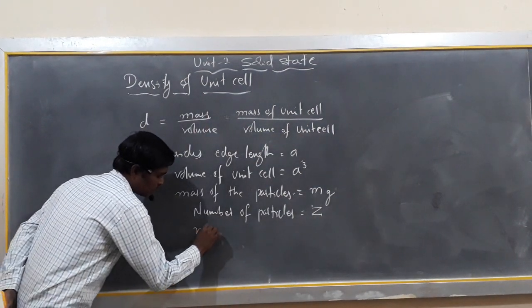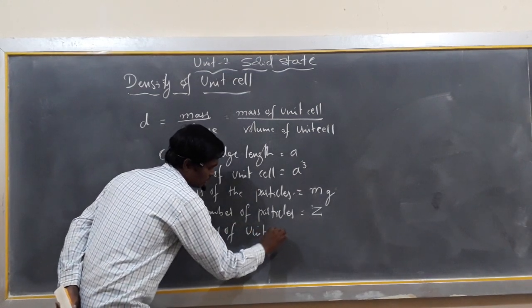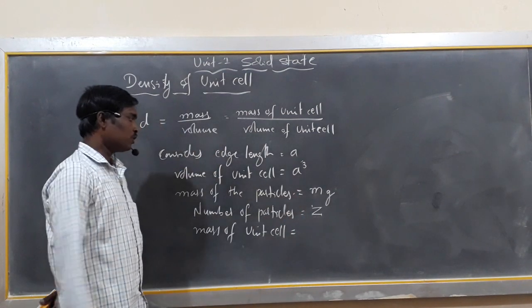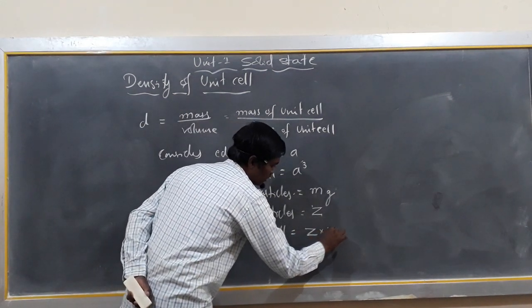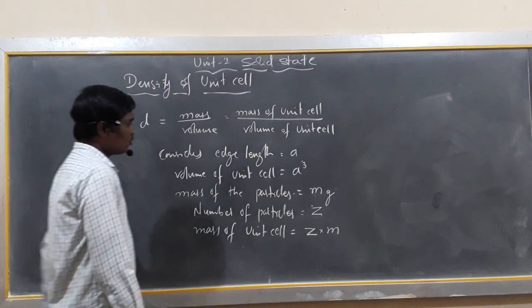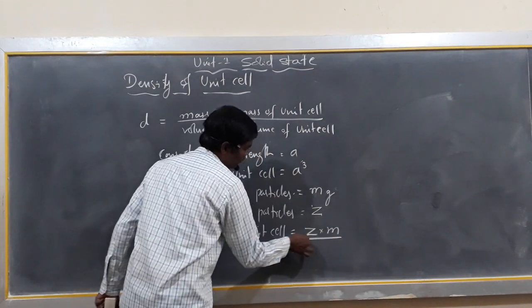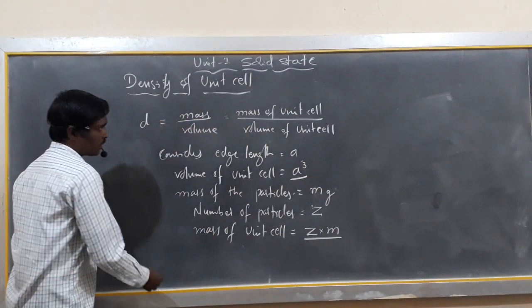So here, writing the mass of unit cell: the mass of a complete unit cell is the number of particles multiplied by the mass of each particle. Let me substitute these two values in the above equation, that is the volume and the mass of unit cell.